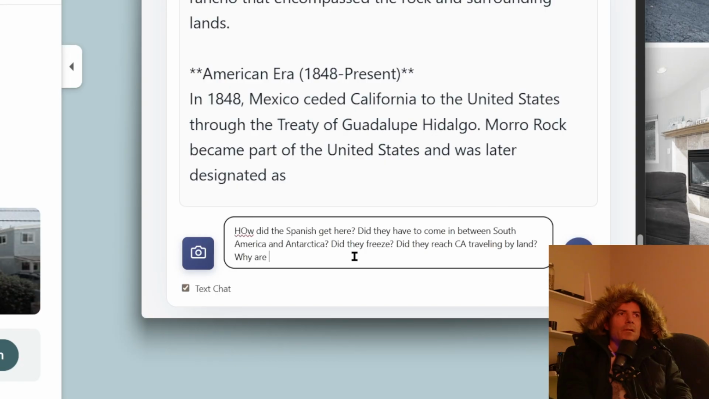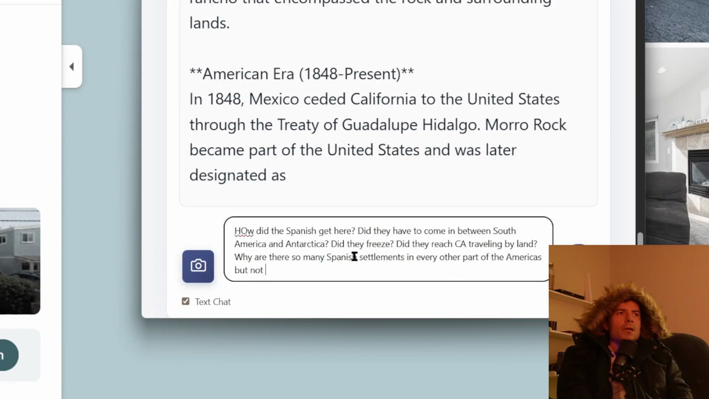Why are there so many Spanish settlements in every other part of the Americas, but not so many in the U.S., with the exception of Florida and CA?